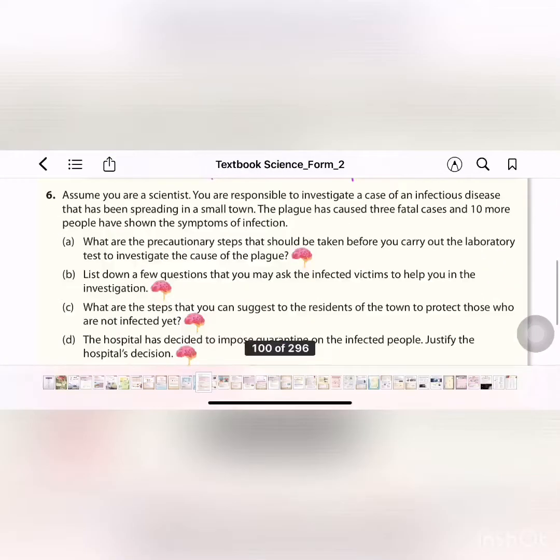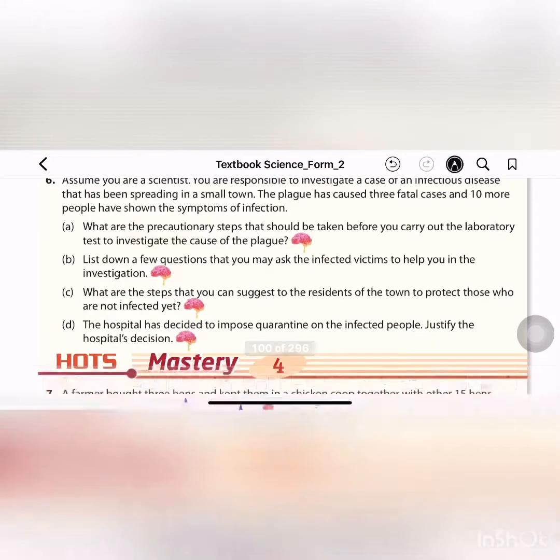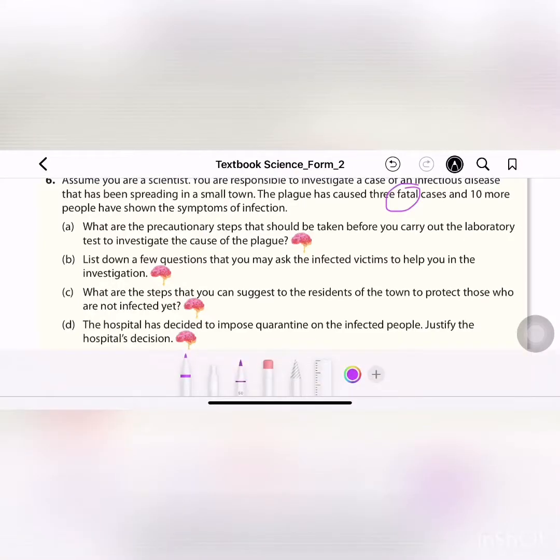Then for question 6, this one I think not problem also. Assume you are a scientist, you are responsible to investigate a case of an infectious disease, let's say like COVID-19, that has been spreading in a small town. The plague has caused 3 fatal cases, fatal meaning bringing death, 3 deaths, okay, and 10 more people have shown the symptom of infection. Symptom meaning can be coughing, like can be sneezing, it can be fever.